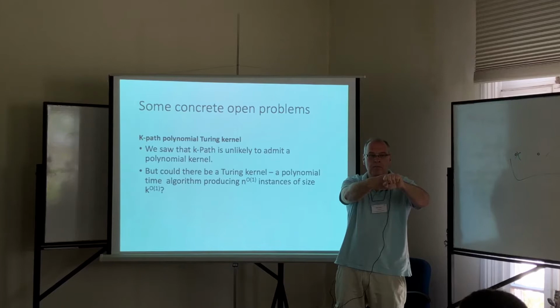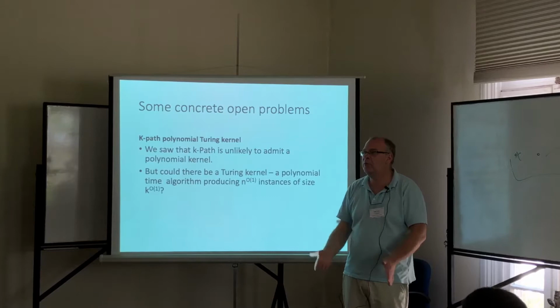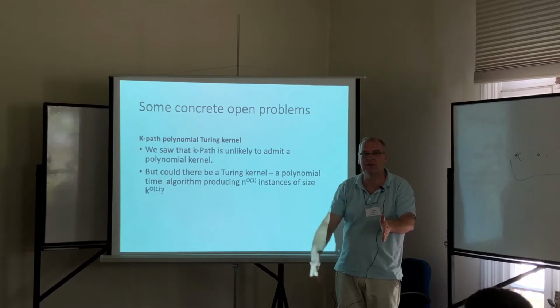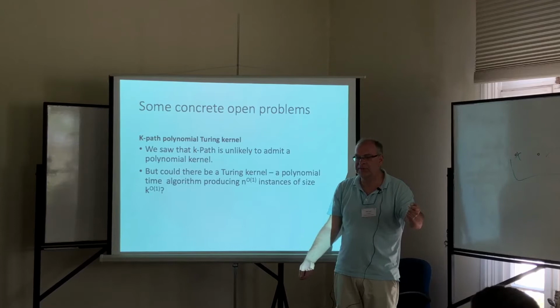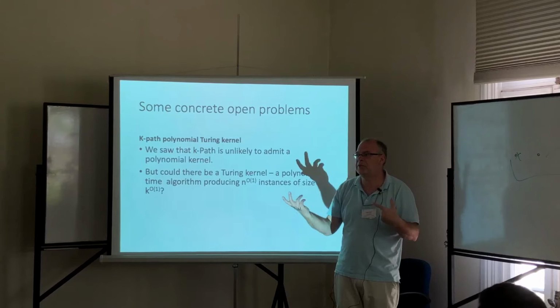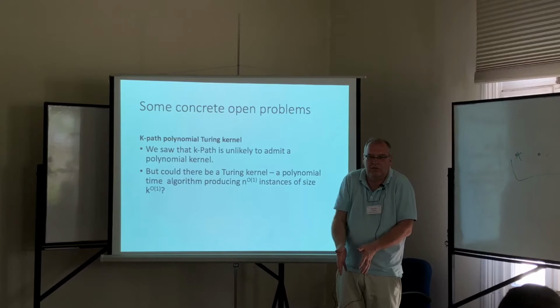So for k-path, I'm asking for the following. I want an algorithm which takes an instance of k-path and constructs a polynomial in n number of instances of the k-path problem, such that the original graph contains a k-path if and only if at least one of these graphs contains a k-path. From the algorithmic perspective, it is not much different from a kernel, because I have polynomially many instances, I can solve each of them, and their sizes are small now. That will be a Turing kernel.